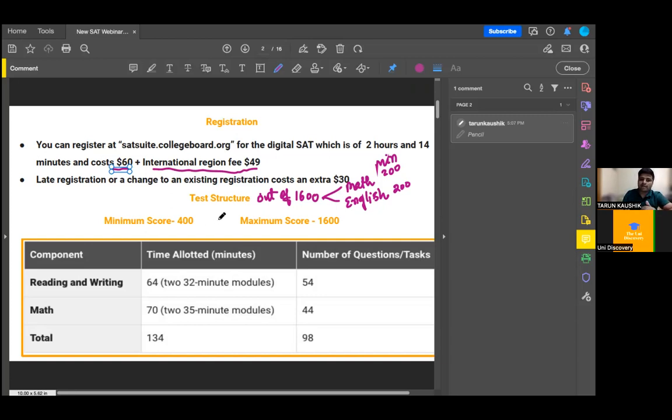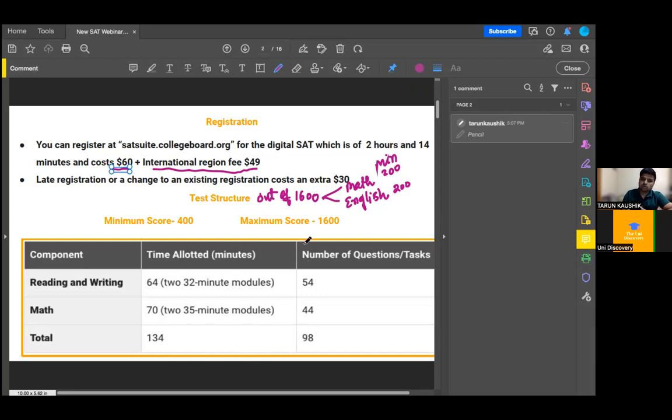And by adaptivity, we mean that if you are performing well in the first module of maths, the level of difficulty of the questions in the upcoming module of maths will be slightly higher in comparison to the previous one. The same thing works with the English or the verbal section as well.